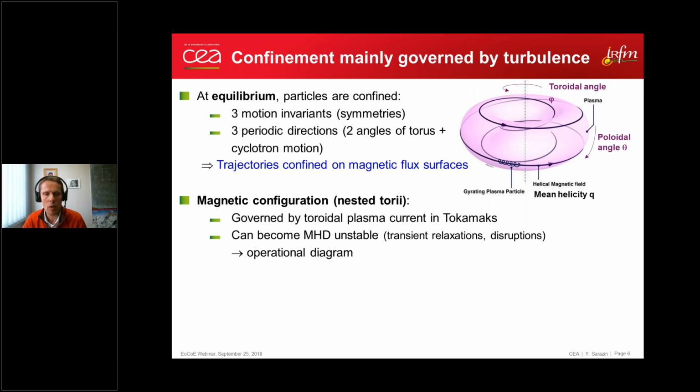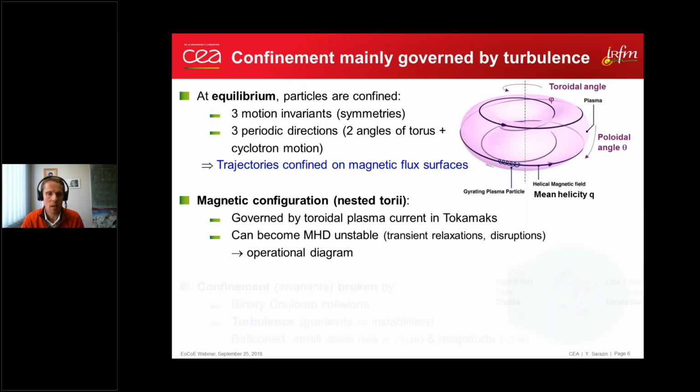So just a little bit more regarding this magnetic configuration. It's governed by a toroidal plasma current, which is carried by the plasma. And as you probably know, the whole magnetic configuration can become MHD unstable and lead to transient relaxations or disruptions, which are the worst case, where the whole confinement is completely lost in a few hundreds of microseconds or a few milliseconds. But to avoid this kind of problem, there's an operational diagram which allows you to go across those instabilities.